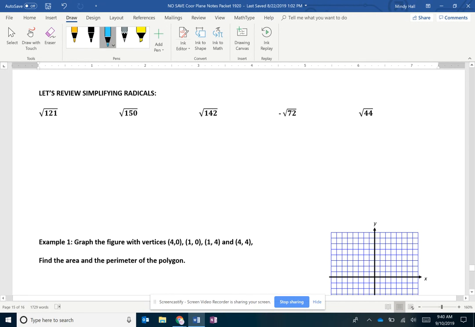So, simplifying radicals. When we simplify radicals, you want to find either pairs or perfect squares.